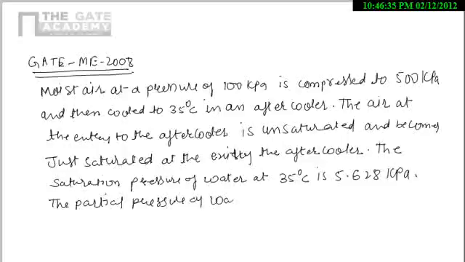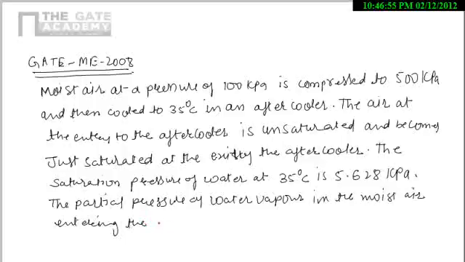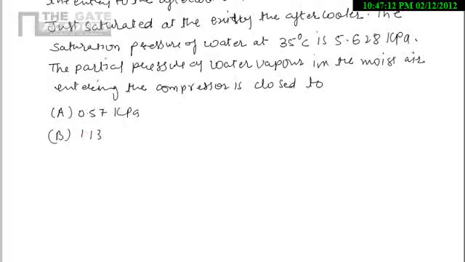The partial pressure of water vapor in the moist air entering the compressor is close to: A 8.57 kilopascal, B 1.13 kilopascal, C 2.26 kilopascal, or D 4.52 kilopascal.